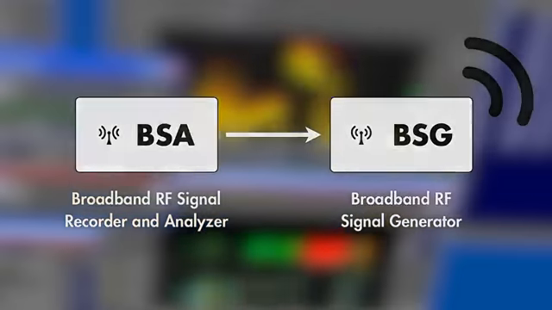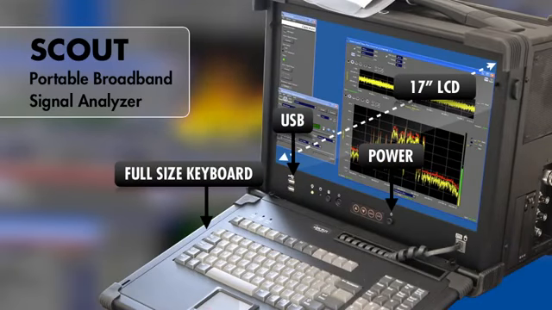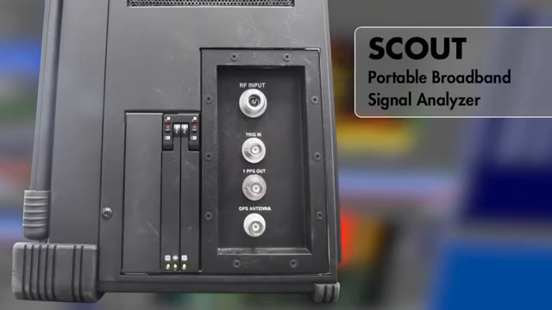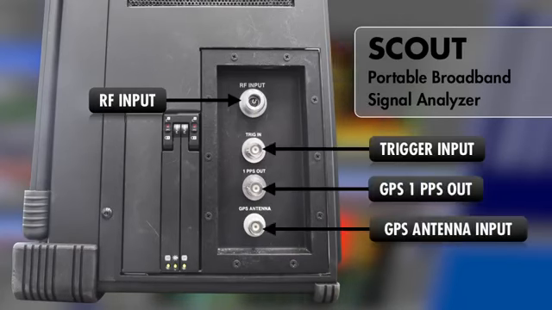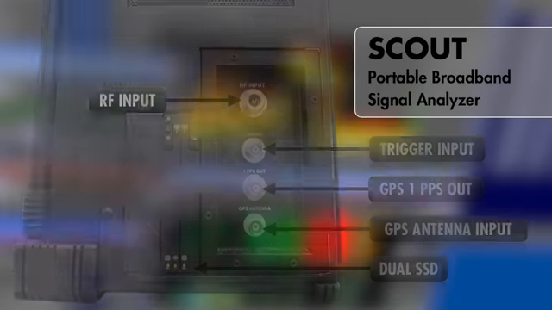In this video, we will be using our portable BSA, the Scout. Here is the front of the device. On the side of the device with the RF input, trigger input, GPS 1 pulse per second trigger output, GPS antenna input, and 2 solid-state drives.